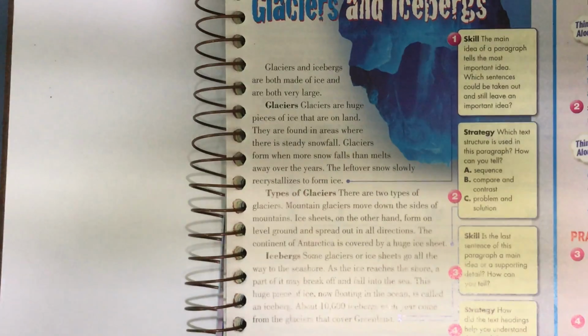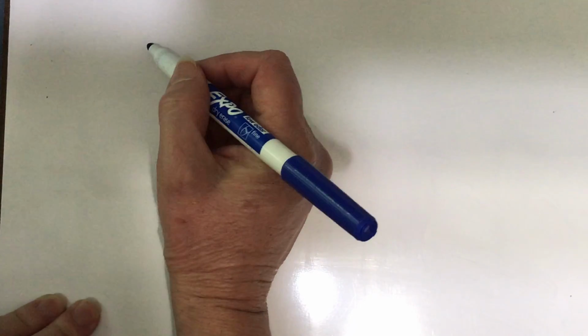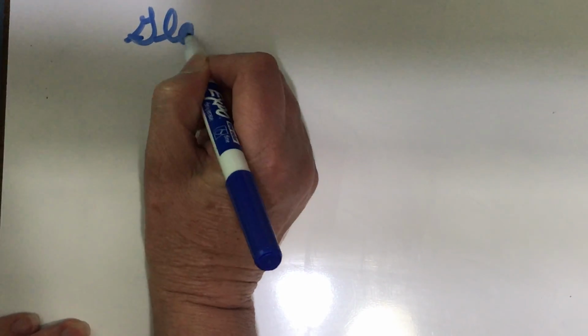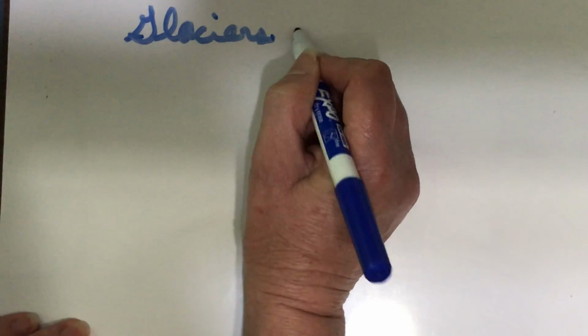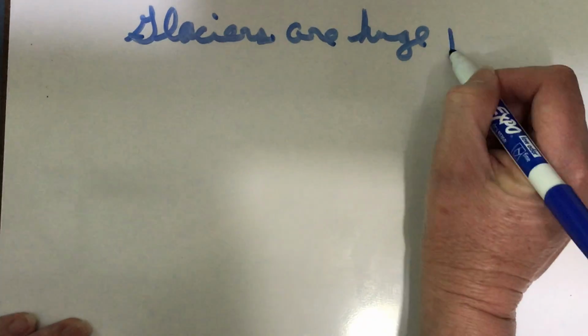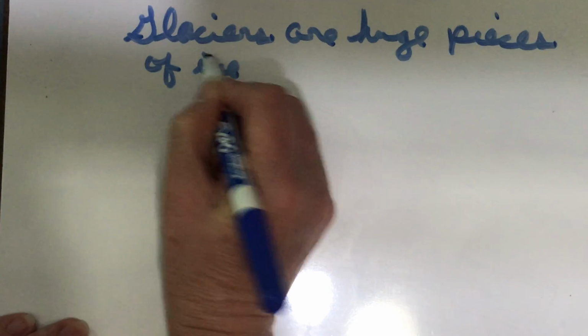So let's go and do a graphic organizer for the main idea of the second paragraph, glaciers. Okay, so our main idea for that paragraph is what glaciers are. So glaciers are huge pieces of ice that are on land. So that's our main idea. Glaciers are huge pieces of ice that are on land.